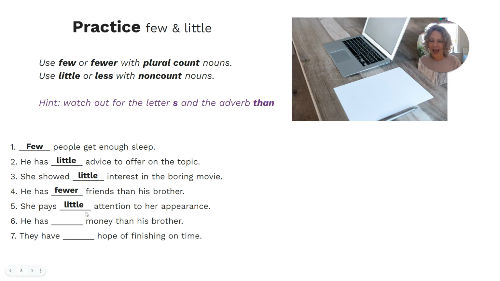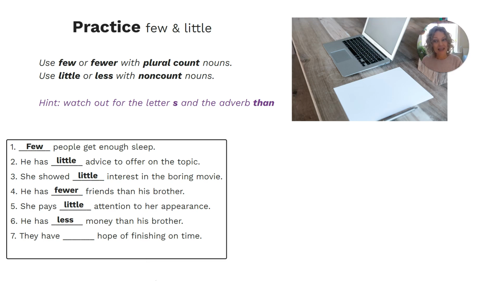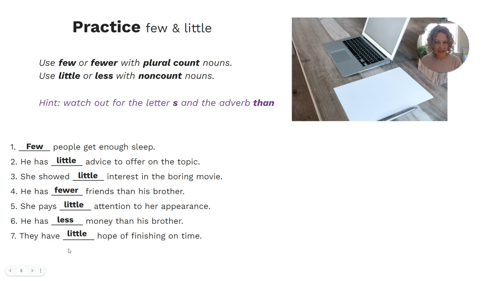Number 6, he has blank money than his brother. We're comparing the brothers again. Comparing two things, it's a comparative sentence. The noun that we need to quantify is money, and that's a non-count noun, so we need less. He has less money than his brother. That's a comparative quantifier. Number 7, they have blank hope of finishing on time. So hope, what kind of noun is it? It's non-count, so we need little. They have little hope of finishing on time.